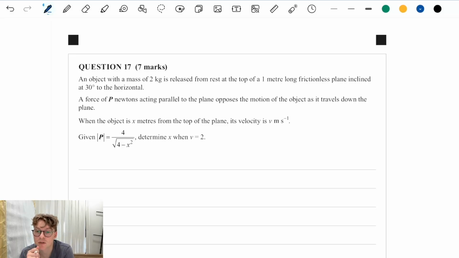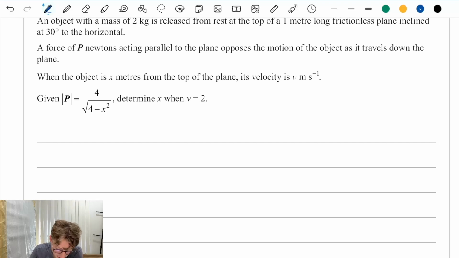Oh, okay, we're given an expression for the magnitude of my force opposing. So I actually know that the magnitude of the force P is 4 over the square root of 4 minus x squared. That's actually really important, okay? So, let's draw a picture. For these projectile motion questions, drawing a picture is really good. Just helps you make sure you understand all the information.